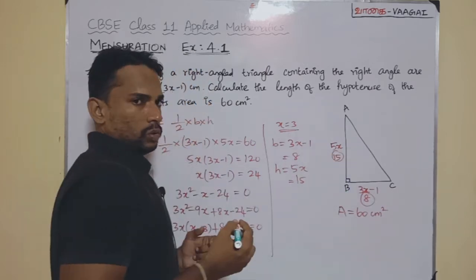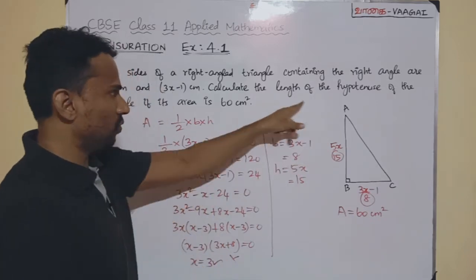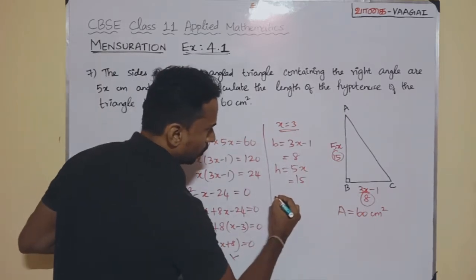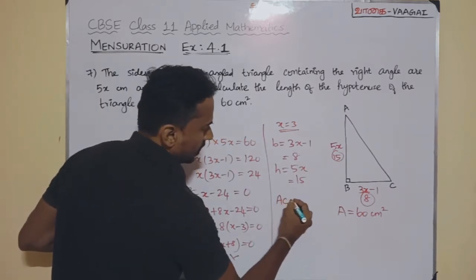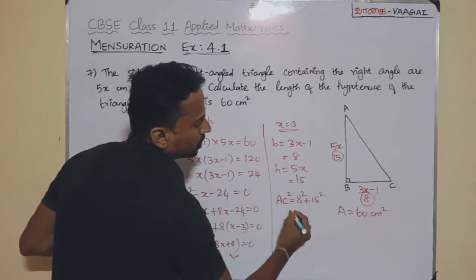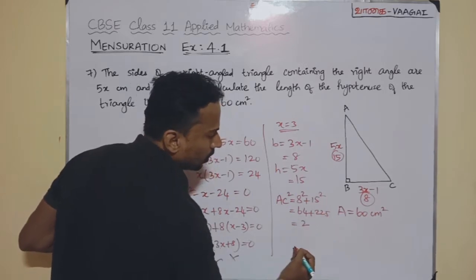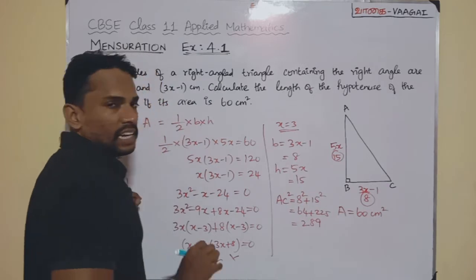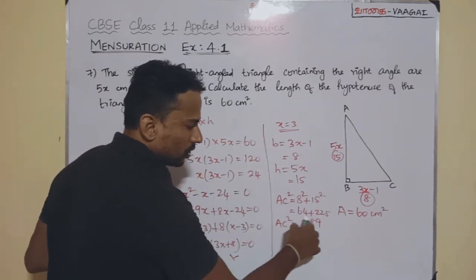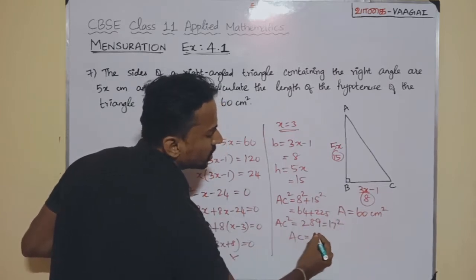Now I can very well use Pythagoras theorem to find the hypotenuse, because finally we need to calculate the length of the hypotenuse. That's the question, right? So the hypotenuse, I mean AC square, will be 8 square plus 15 square. So this will be 64 plus 225, which will give you 289, right? If AC square is equal to 289, just recall the squares. What is 289? 289 is nothing but 17 square. So AC will be just 17.